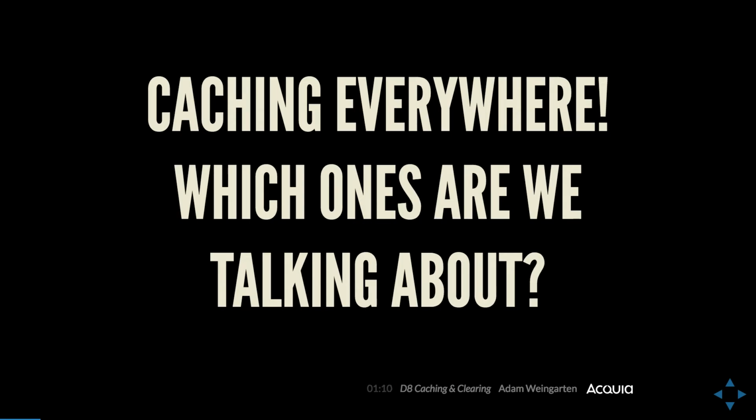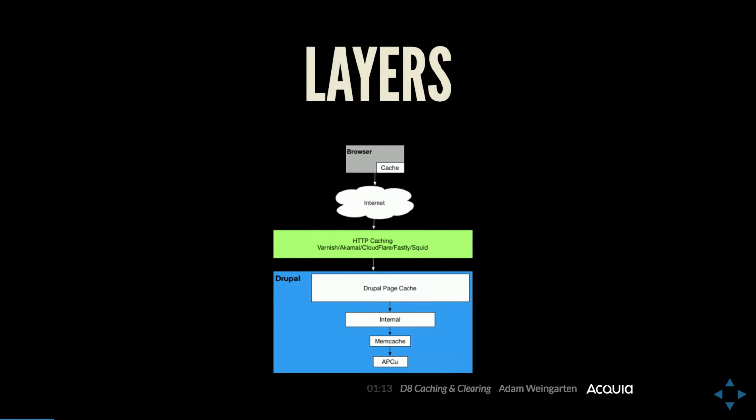So what are the things we're actually talking about? It's complicated. It's got layers. It's like onions. You make a request from your browser, and your browser has a cache. It goes through the interwebs. It hits maybe some HTTP caching layer, something like Varnish, maybe an Akamai, a CloudFlare, a Fastly, Squid, KeyCDN, all sorts of things. Then it hits Drupal. Drupal internally is going to have a page cache. It has some internal caches, which are generally backed by Memcache and APCu. So we've got lots and lots of different pieces that we're talking about.